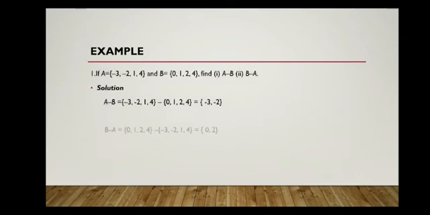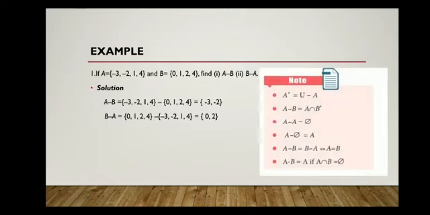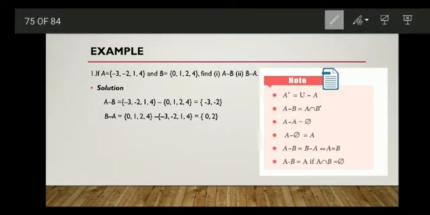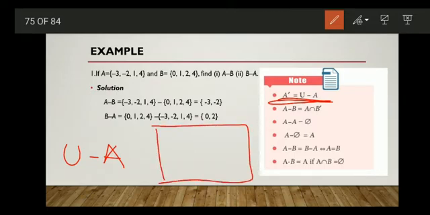So A difference B is this one and B difference A is this one. Okay. Now we'll be seeing a note. So A complement will be equal to universal set minus A. So we'll take U minus A. We'll try to draw the Venn diagram. Okay. U, A.